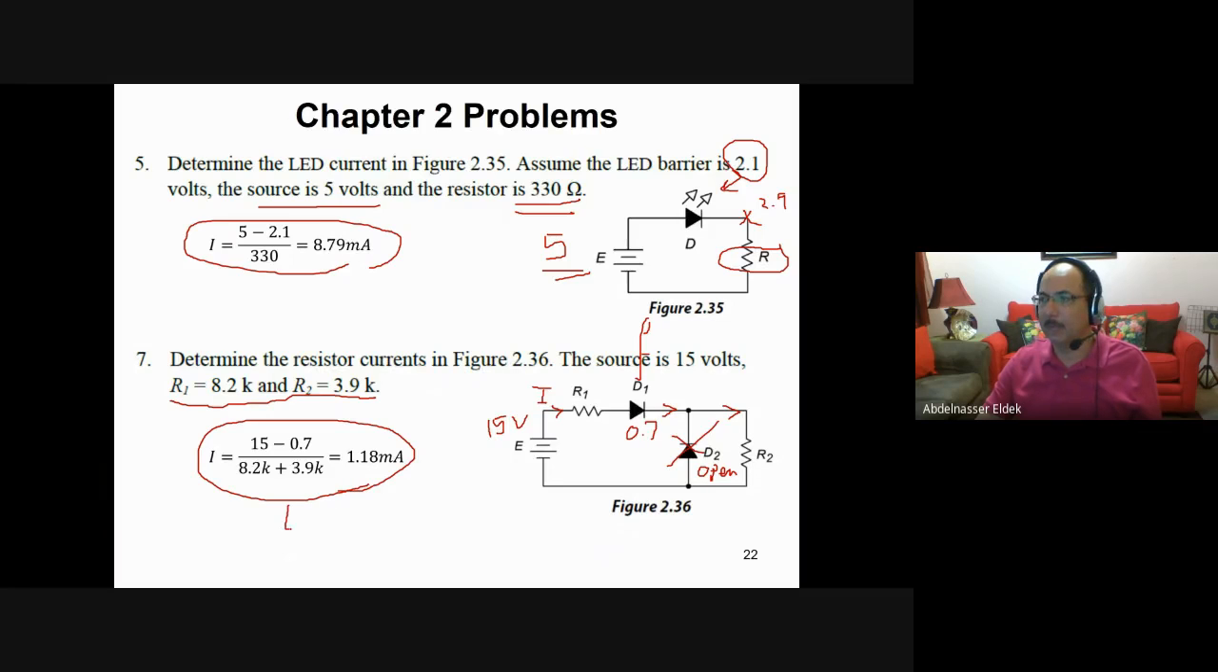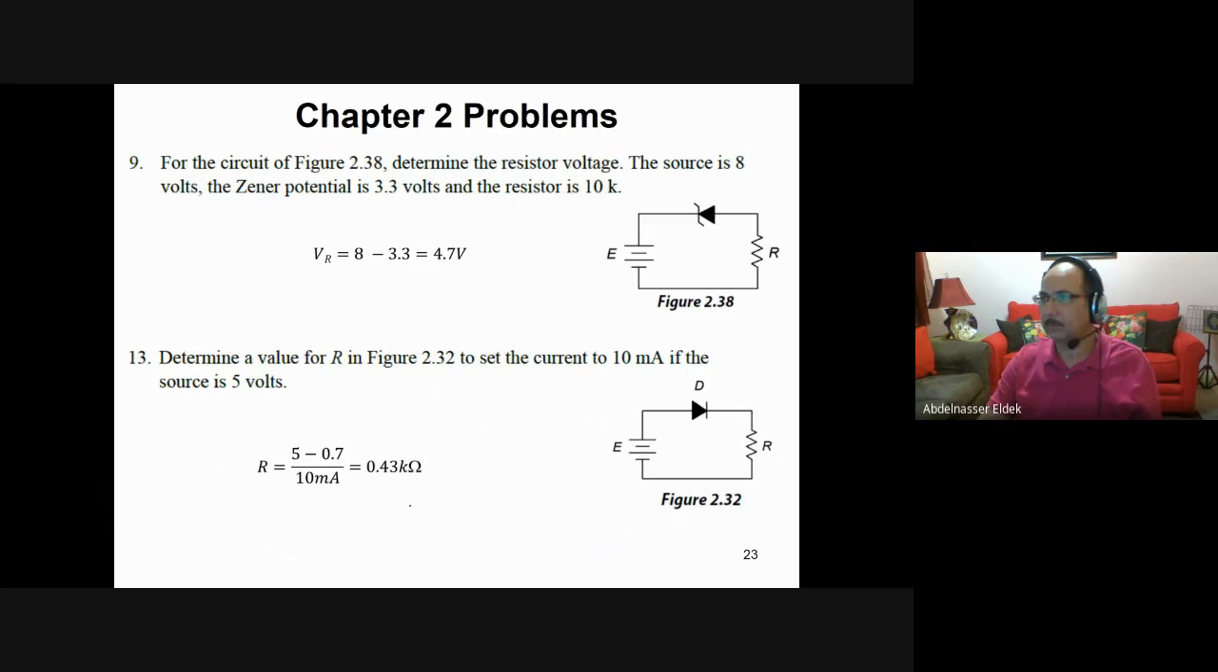If you want to calculate the voltage across R1, you just multiply I times R1. This will give you the voltage across R1, and I times R2 will give you the voltage across R2 and the voltage across the second diode, because D2 and R2 are parallel to each other. Then the voltage across them will be the same.